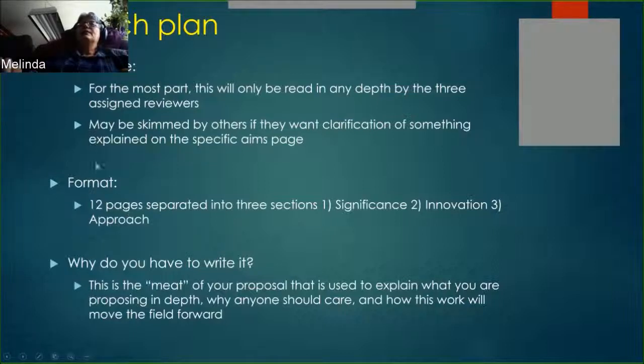So this is actually for an R01 grant. The research plan is 12 pages, and it's separated into significance, innovation, and approach, which I believe is also true for the research plan of a K, at least it was the last time I looked at it. Everything's just going to be shorter, which makes sense. You're not going to be proposing the scope of work in a K that you do in an R. Now, this is the meat of the proposal. You have to explain why anybody should care and how the work moves the field forward.